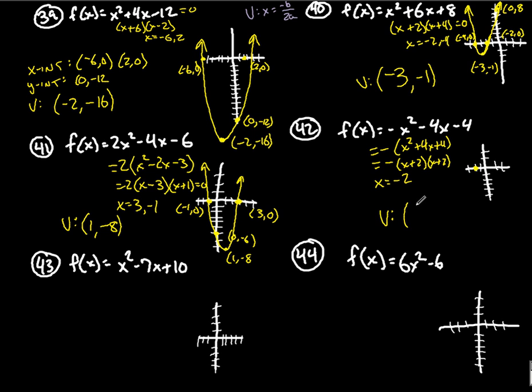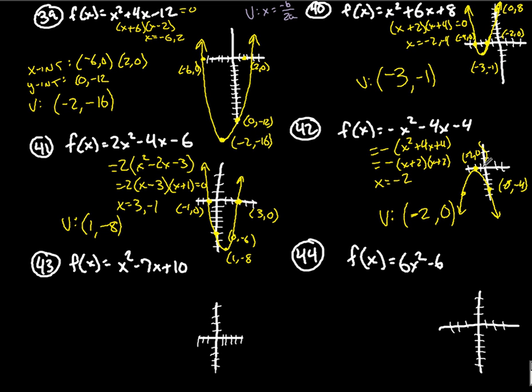So -b over 2a means +4 over -2, -2. And I already found the y value, it must be 0. That's what that intercept must be. It's negative, so it should go downhill. I can confirm that with my y-intercept of -4. I could have also made another one this way, and I can draw my graph here. There's 0, -4. This point is -2, 0.